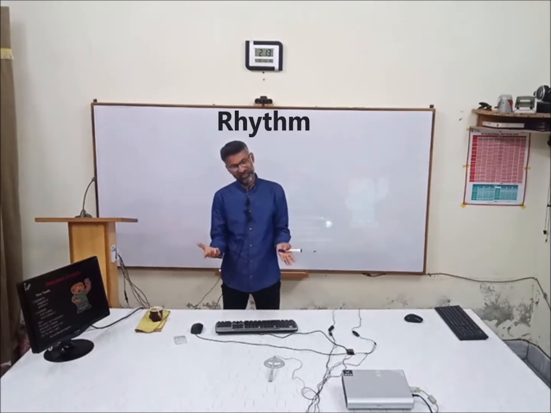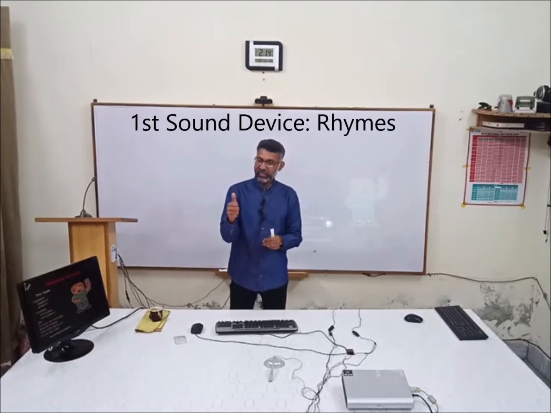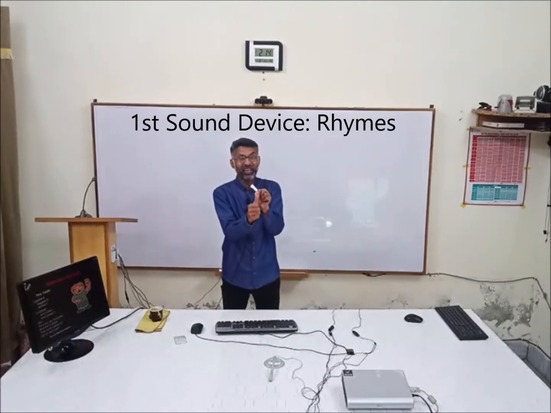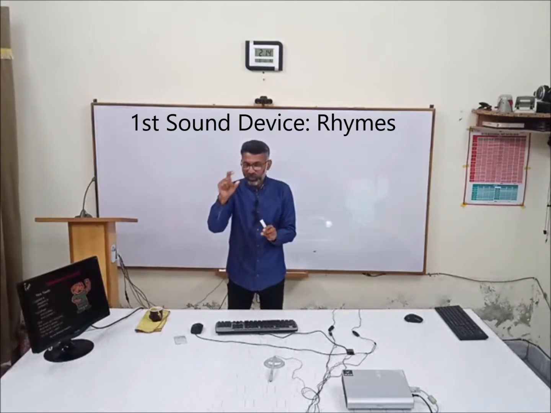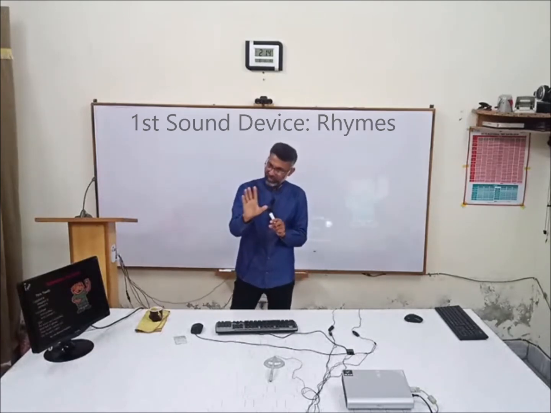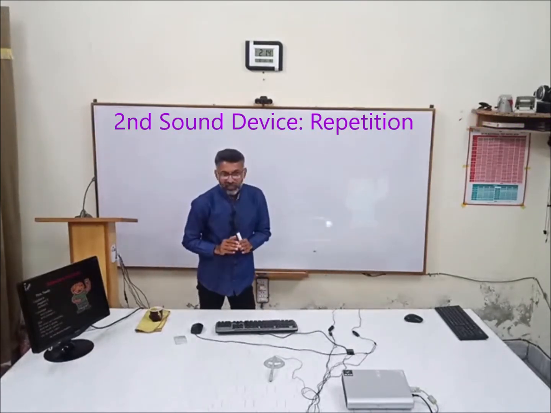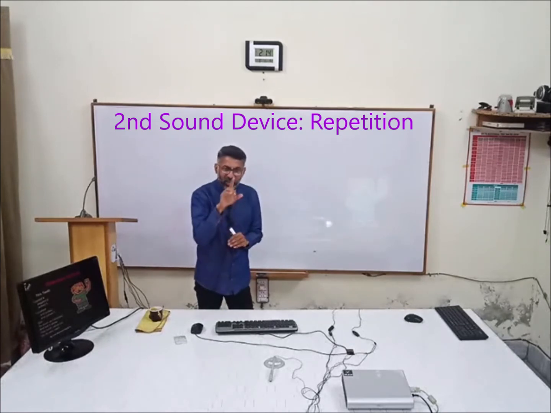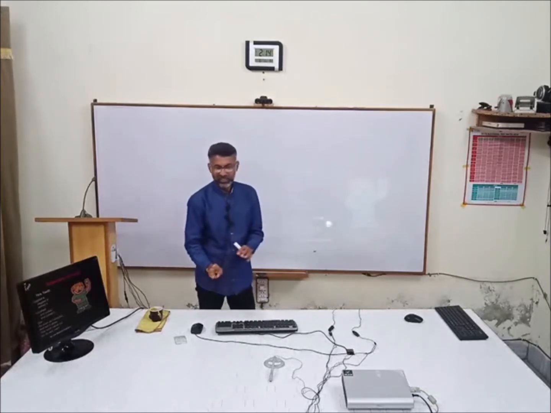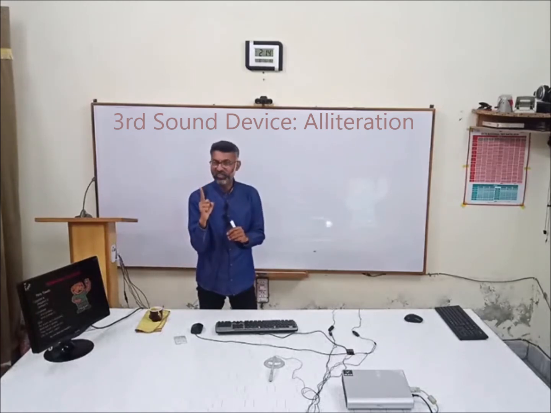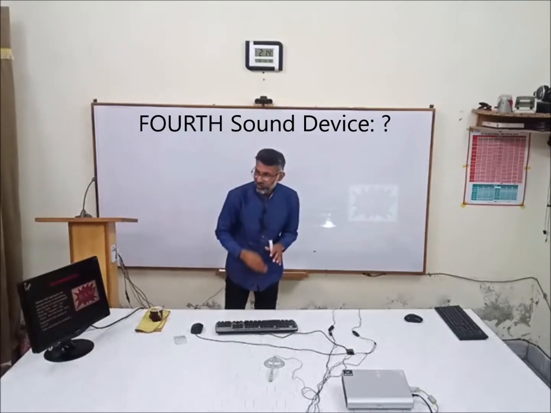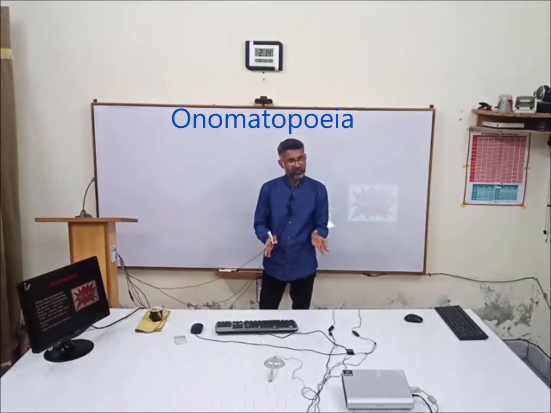To create rhythm. Excellent. Now, the first thing the poet uses is rhymes. Two rhymes, two rhymes, two rhymes, and the fourth pattern is only one rhyme. Clear? Second, repetition: repetition of words, phrases, or repetition of lines. And the third one is alliteration, repetition of the first consonant sound. Clear? And the fourth one is onomatopoeia.